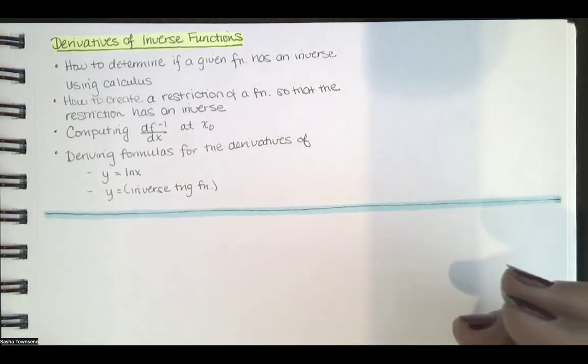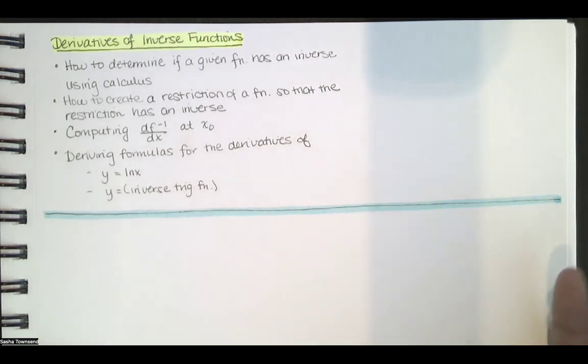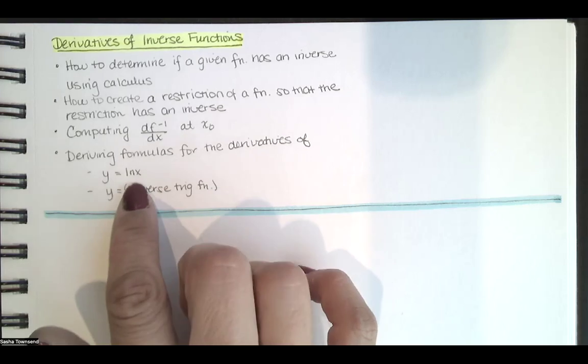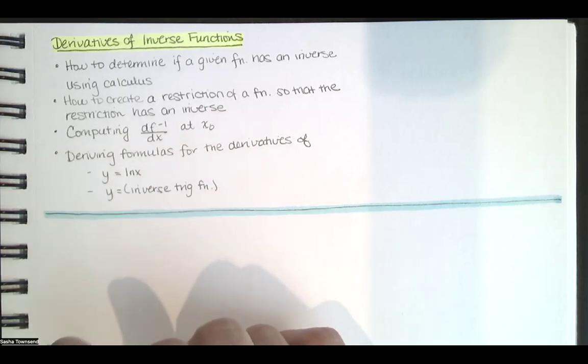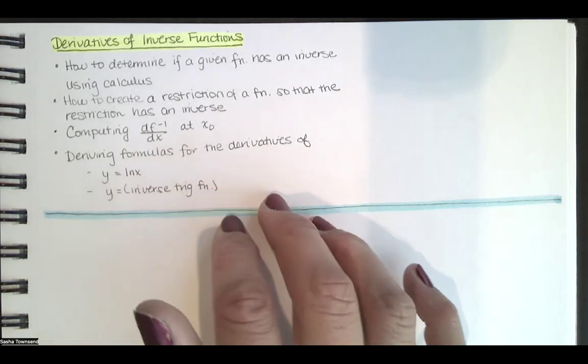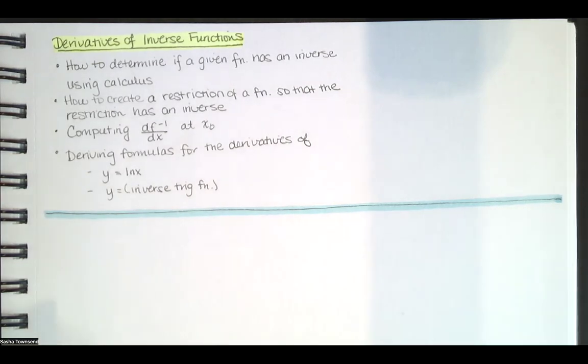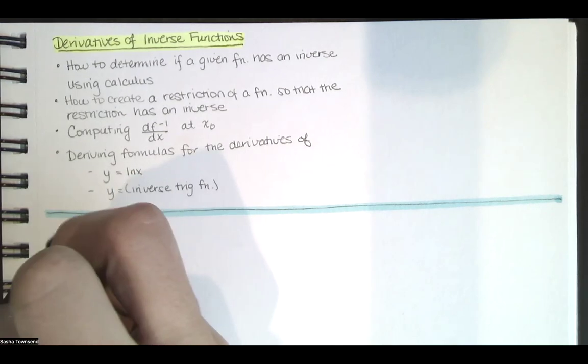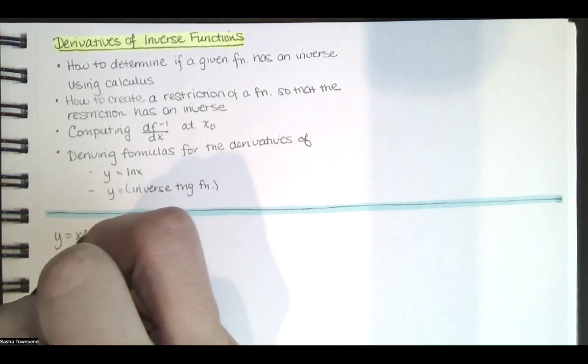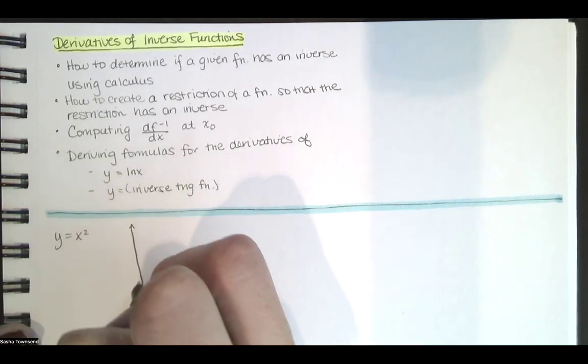The derivative of the inverse of e to the x is the derivative of natural log of x, or the derivatives of any of the inverse trig functions. So that's the plan. So let's start with just y equals x squared. So we all know that y equals x squared looks like this.